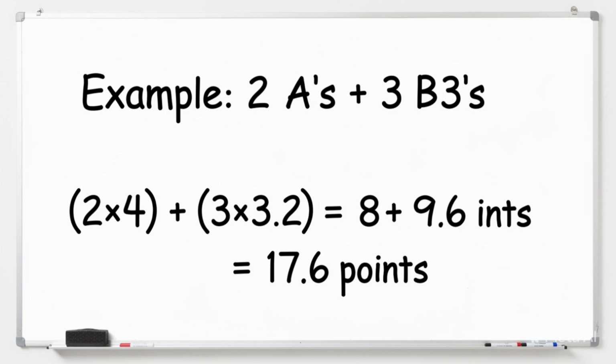So let's assume that you have 2 A1s and 3 B3s. So you are going to have 2 times 4, which is 8 points for A1, and 3 times 3.2 for B3, so you are going to have 9.6. So addition of this is going to give you 17.6.